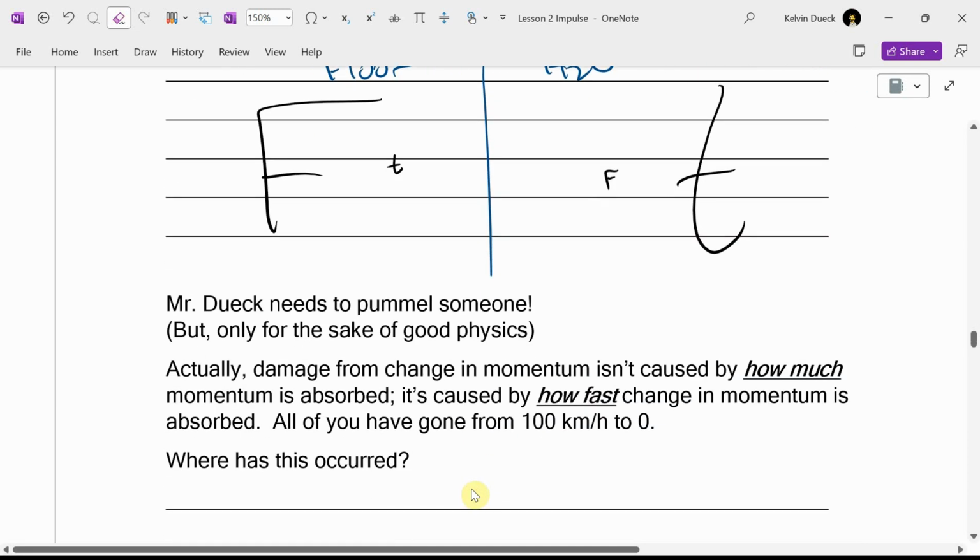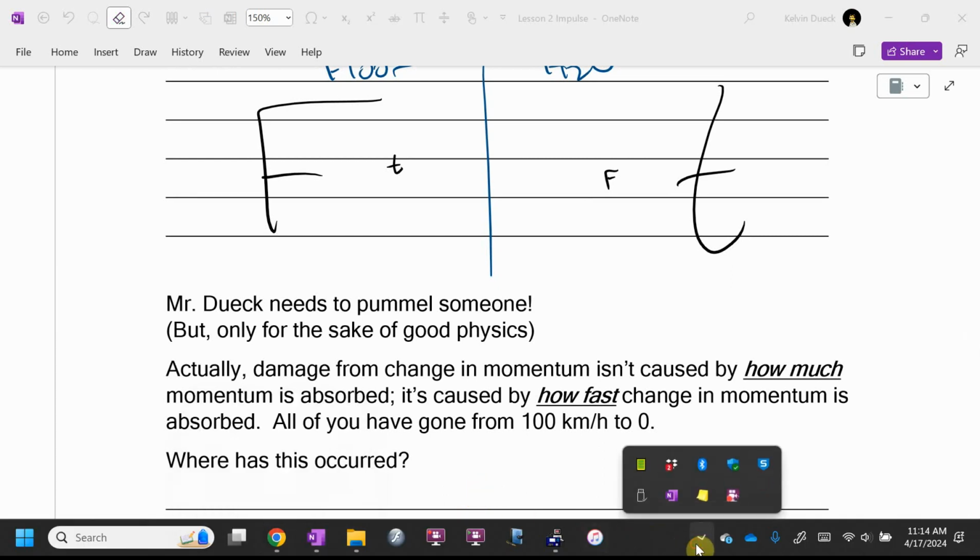It says Mr. Dueck needs to pummel someone, but only for the sake of good physics. Ah, yes, I do.